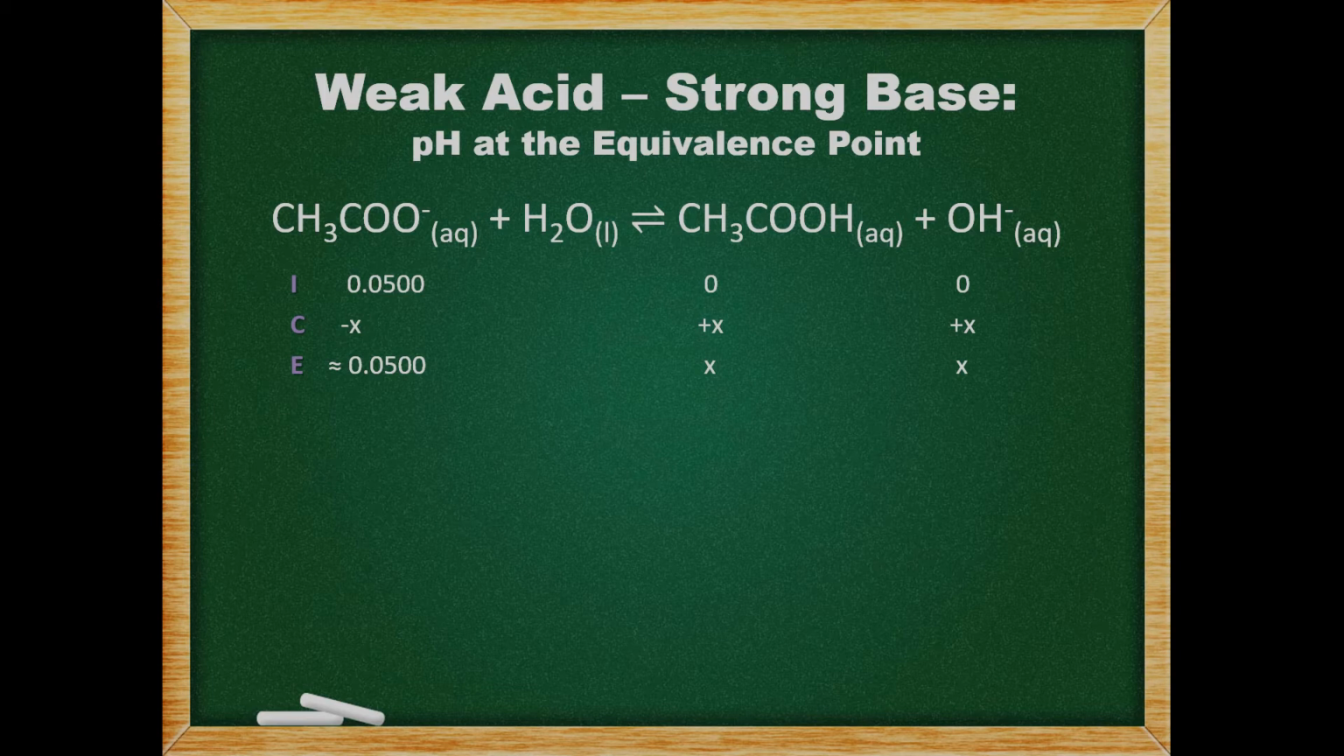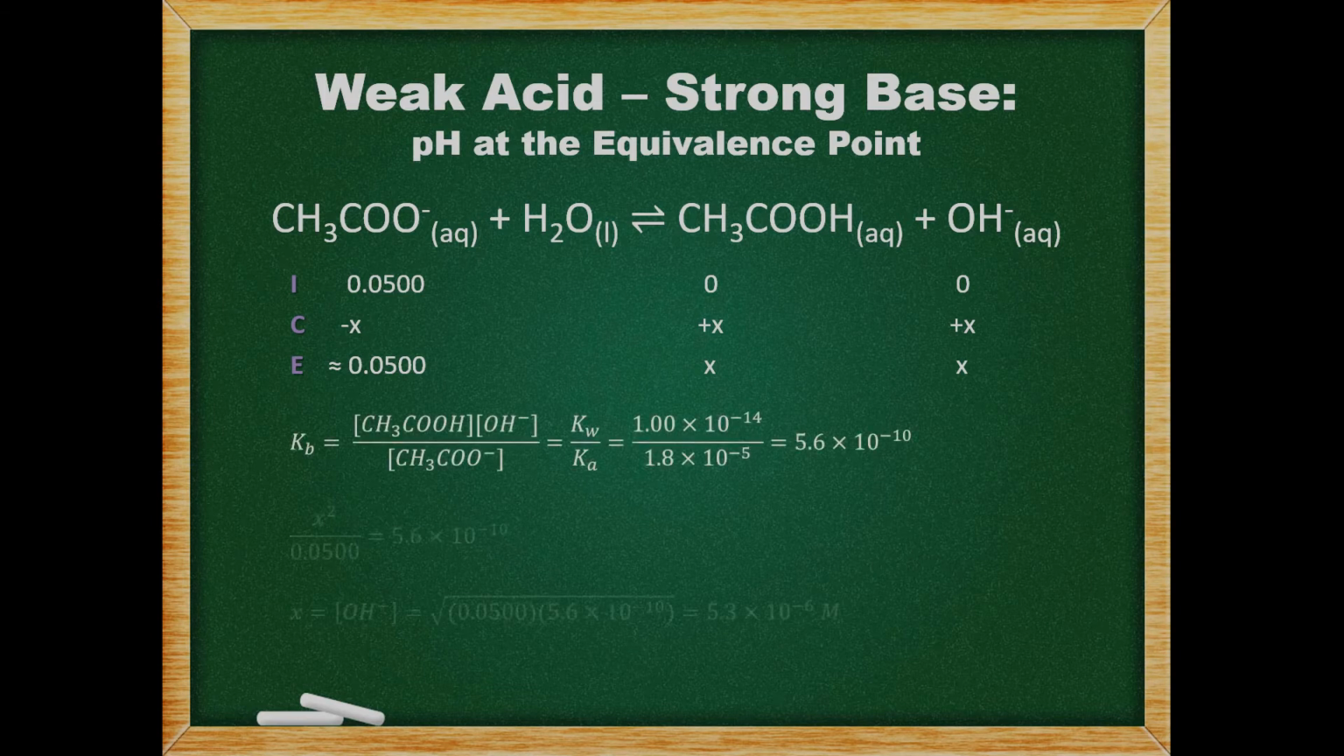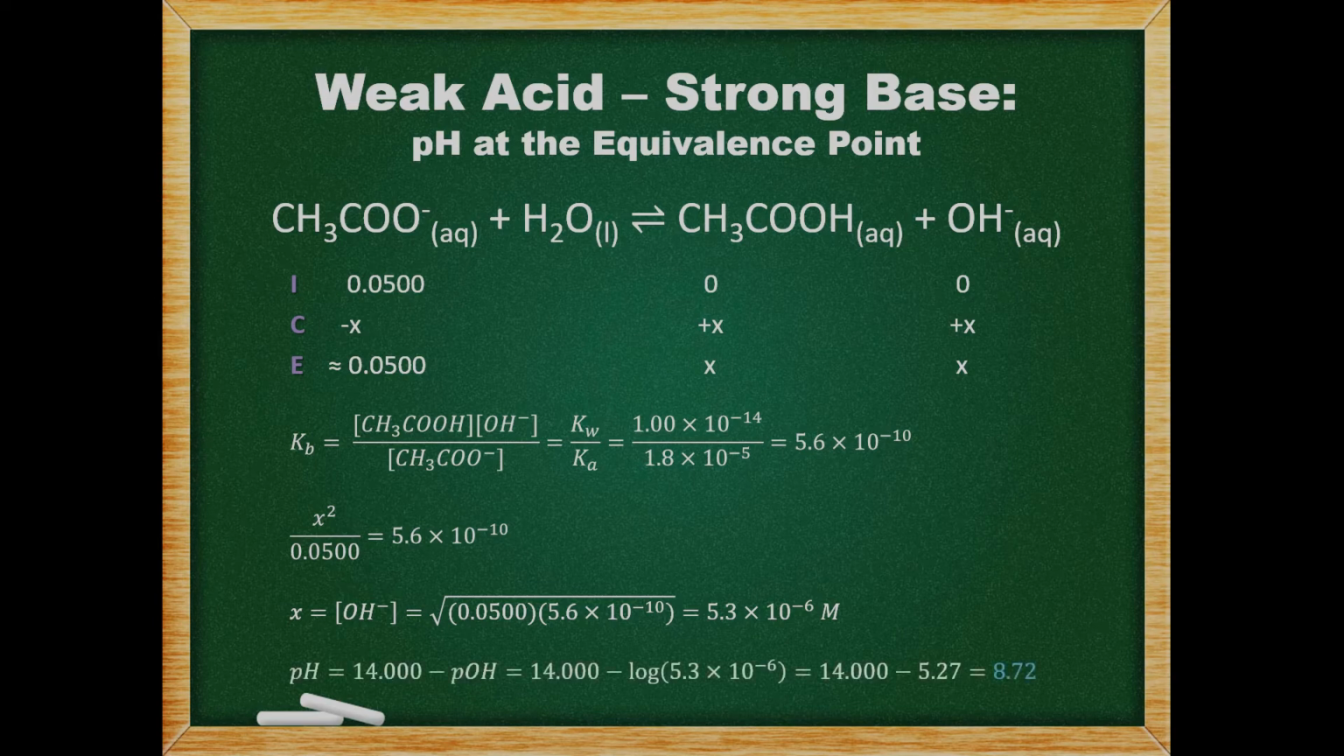0.0500 molar is entered into the initial row for the acetate, and the change from X is negligible. We need to calculate the Kb value of the acetate, which we can do by dividing 10 to the power of negative 14 by the Ka of the conjugate acid. Then we put our concentrations from the ICE table into the Kb expression and solve for the concentration of hydroxide, which is X. We can then convert this to the pH by subtracting the pOH from 14.